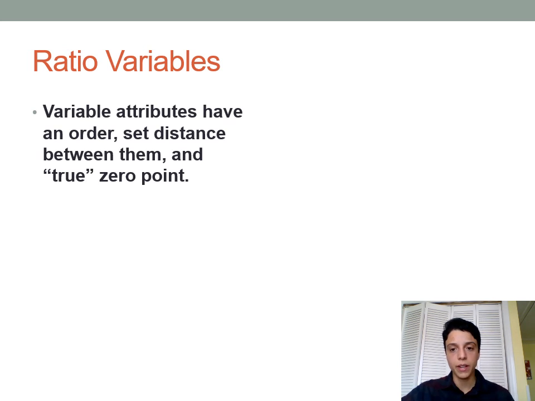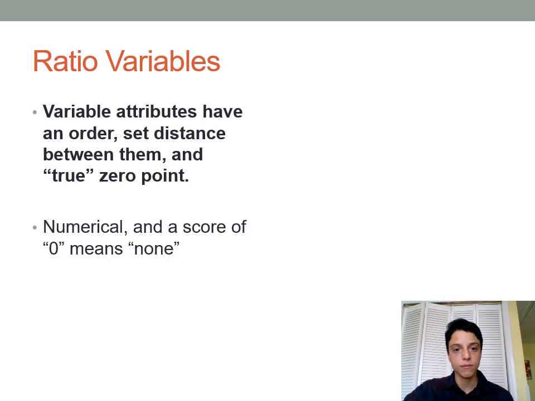And with ratio level variables, we're going to be able to say yes to each of these different things that we've been looking at. So we have attributes that can be put in order from least to most. We have a set distance, or the same distance between each of our different attributes. And we also have a true 0 point. And so what this means is that the variable is numerical, it's a number, or it's made of numbers, and a score of 0 means that there is none of that variable.